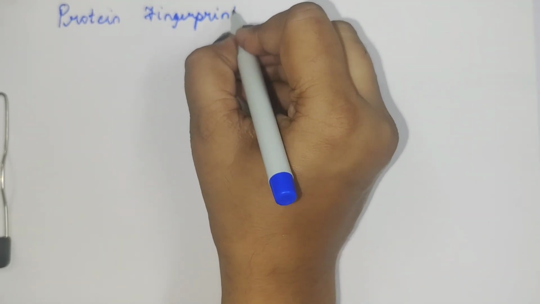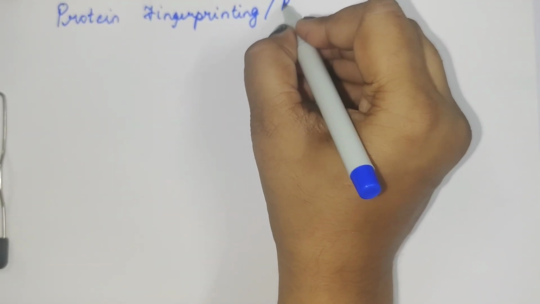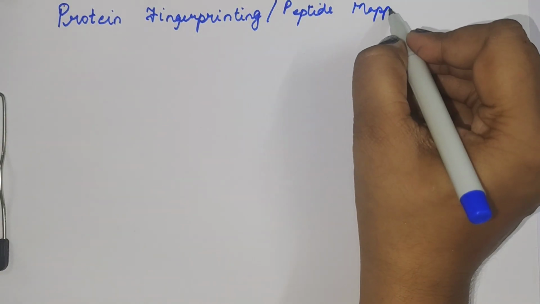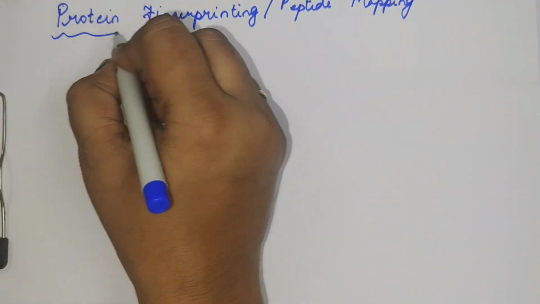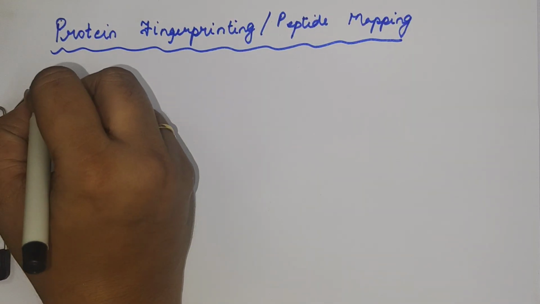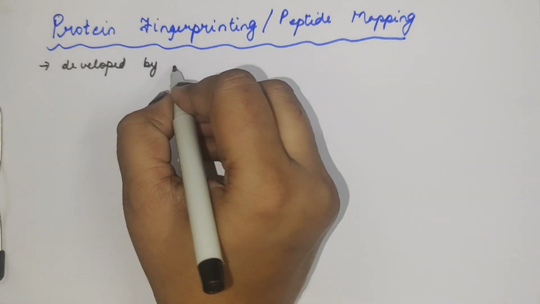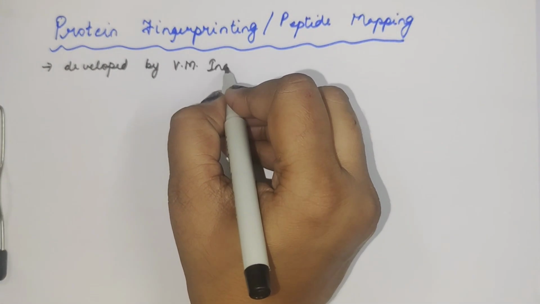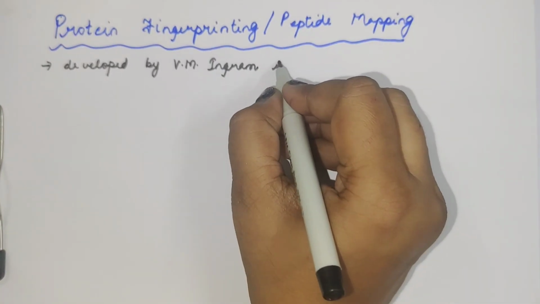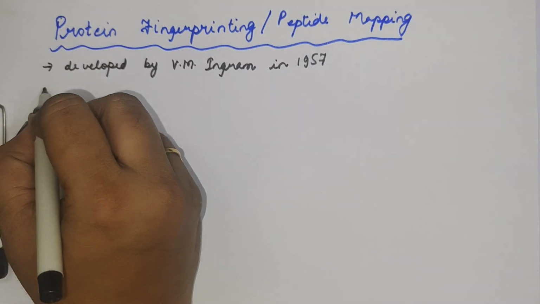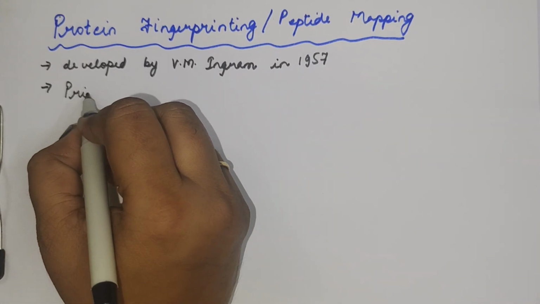This is a very important topic from chapter number 2 of class 12 biotechnology and is very important because almost every year questions come from this topic in your board exams. So now let us come to the topic. This technique was first developed by the scientist V.M. Ingram in 1957 when he was studying the protein sickle cell hemoglobin.